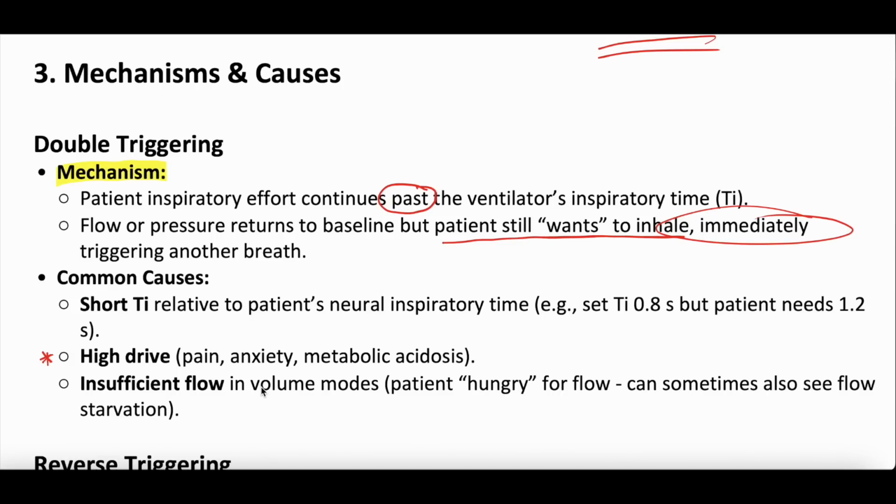All right, those patients are taking huge breaths. It might be pain, might be anxiety, it might be compensatory for metabolic acidosis. Other things can cause it too. A really short inspiratory time can cause it.